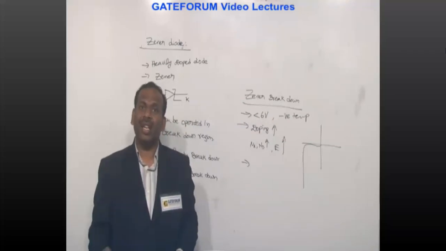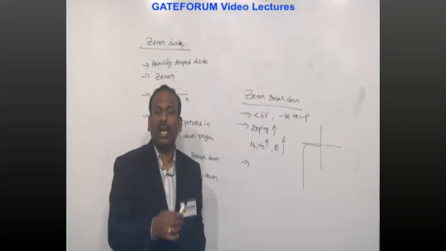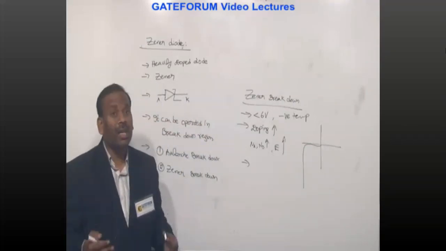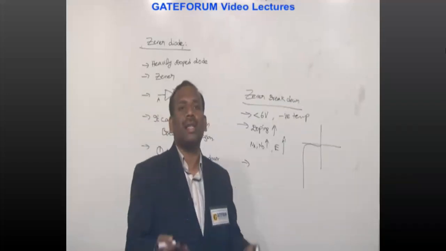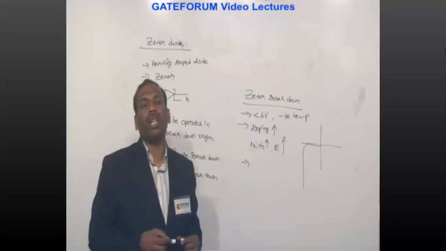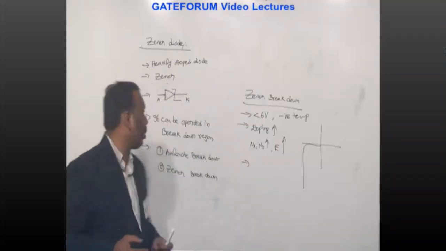So for the rupture you require a smaller amount of energy, because you are giving additional energy due to temperature, that is, thermal energy. Therefore, the amount of energy required to break the covalent bonds is reduced, and breakdown will happen at lower voltages. Therefore, Zener breakdown has a negative temperature coefficient. Is that clear? Next point.